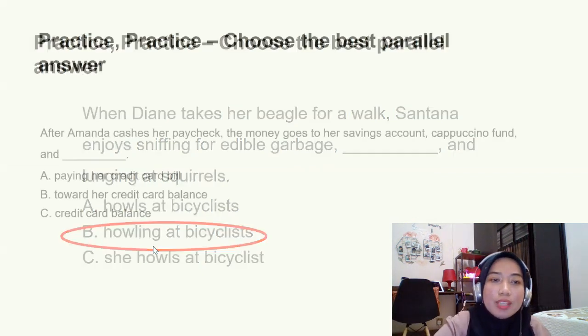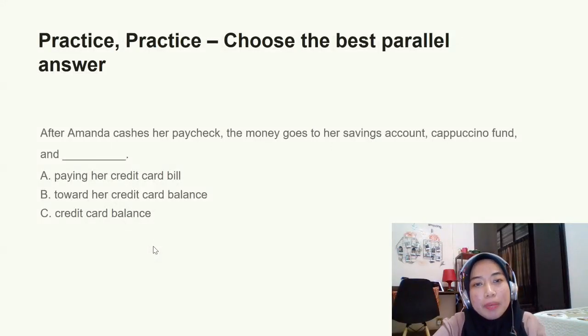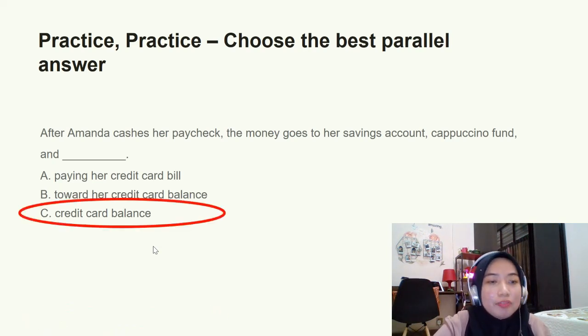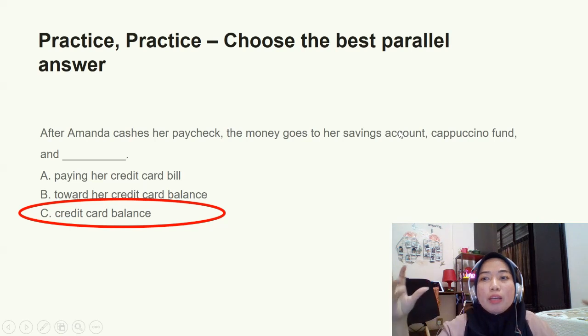Easy, right? Here we have: Amanda cashes her paycheck. The money goes into her savings account, cappuccino fund, and A, B, or C? Definitely C. Here we have savings account, cappuccino fund, and credit card balance. The other option is wrong because paying is an -ing form, and we're not using any verb for credit card balance. Savings account is a noun phrase, cappuccino fund is also a noun phrase, and credit card balance is also a noun phrase. Hence, parallelism. Okay.